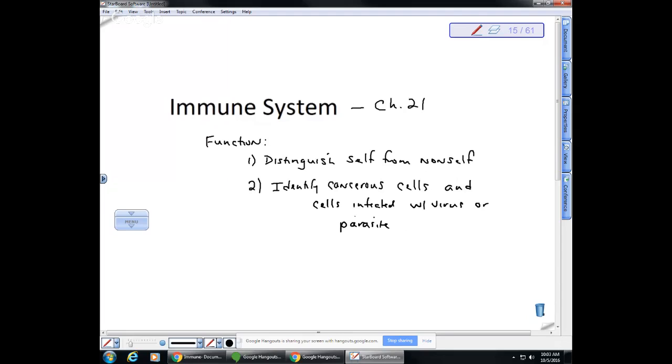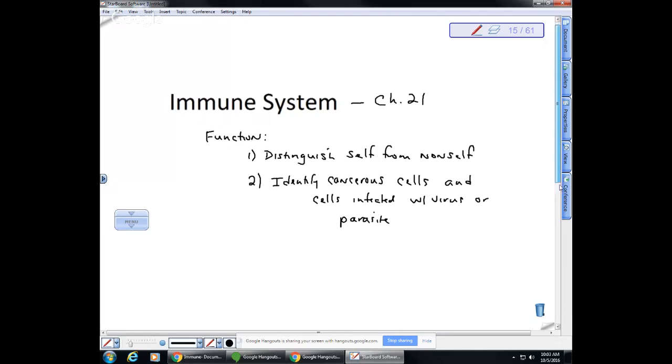So for example, the malarial parasite actually gets inside the red blood cells and reproduces itself, so it kind of hides inside the cells. Viruses hide inside of cells, and so it's very difficult for the immune system to be able to find them. And so we'll talk about some mechanisms wherein the immune system is able to recognize those cells that have become infected with a virus. Okay, so those are our functions.